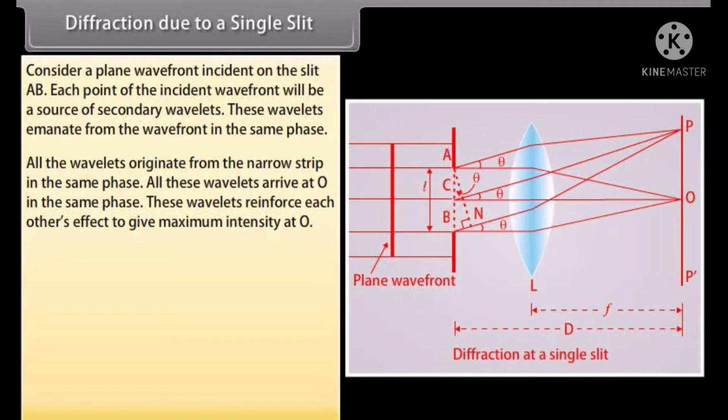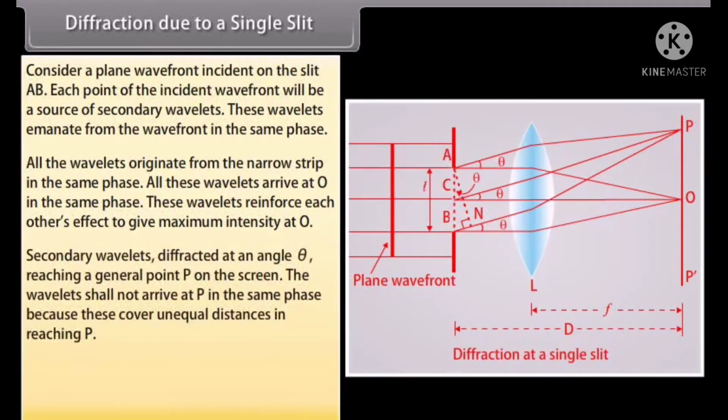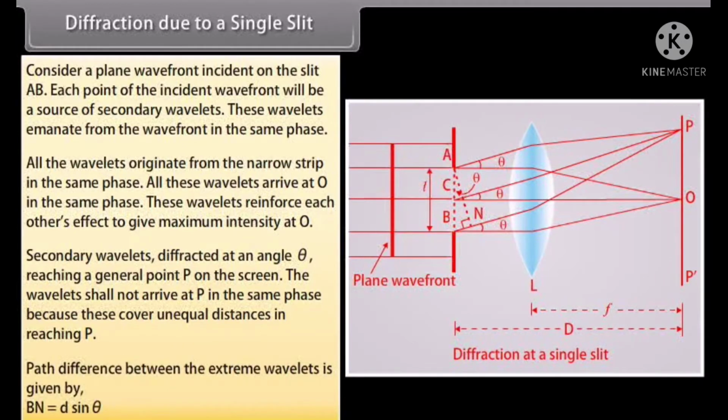Now consider the formation of secondary minima and secondary maxima. Secondary wavelets diffracted at angle theta reach a general point P on the screen. The wavelets shall not arrive at P in the same phase because they cover unequal distances in reaching P. The path difference between the extreme wavelets is given by BN = d sin theta.